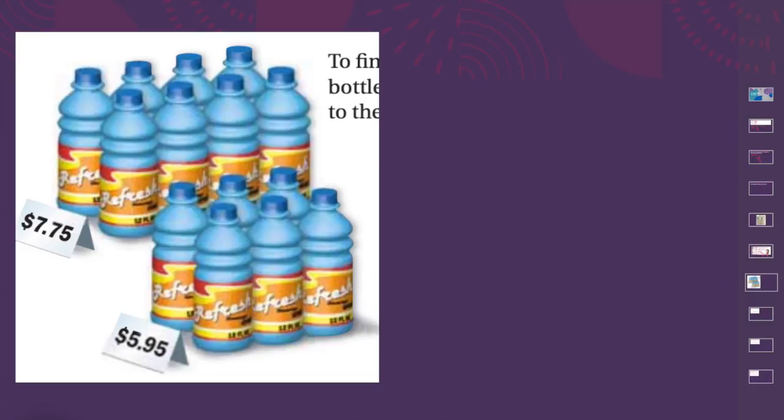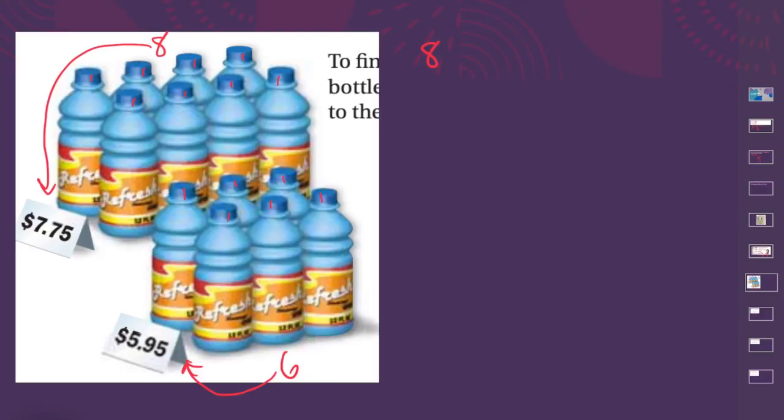So we have this energy drink called Refresh, and we can get 1, 2, 3, 4, 5, 6, 7, 8 bottles for $7.75, or we can buy 1, 2, 3, 4, 5, 6 bottles for $5.95. So if we find the unit price of each bottle, the price per bottle, that will help us to understand which buying option is the better option.